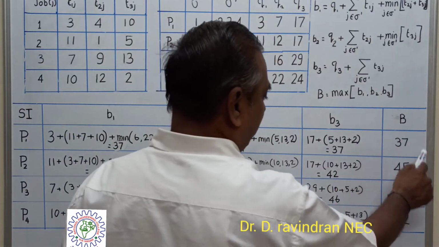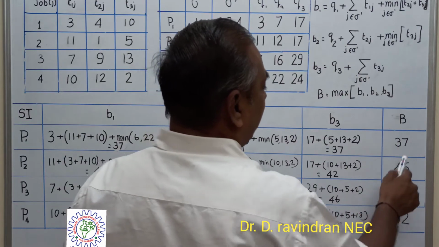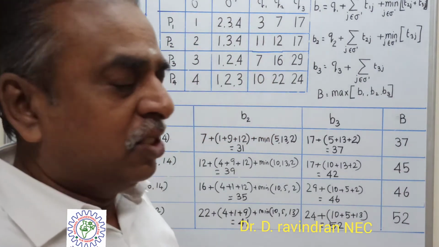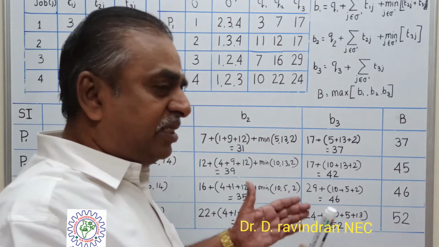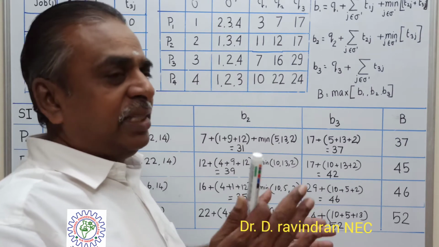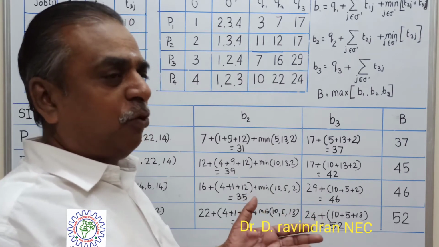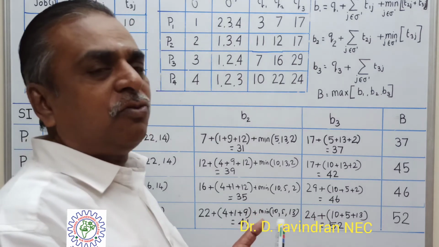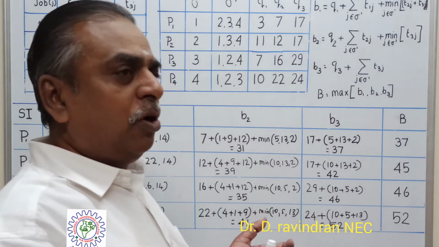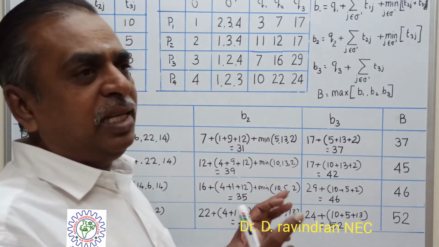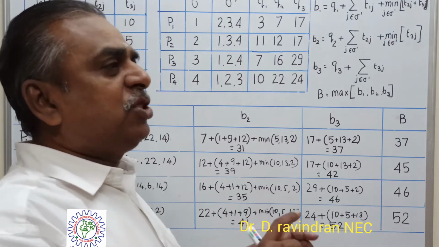So from this first stage, we can conclude that the first job is better to be processed initially. So in the next stage, we will decide which job has to follow the first one. There are 3 possibilities. After 1, we can feed 2 or 3 or 4. That means 1, 2, 1, 3 or 1, 4. Among these 3 sequences, which one will be better?